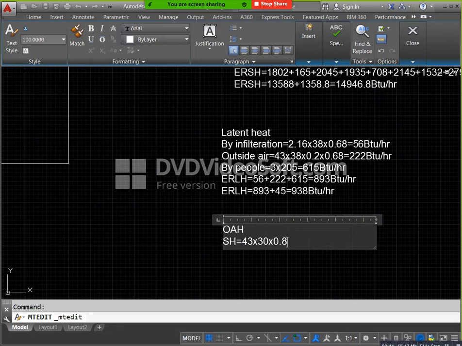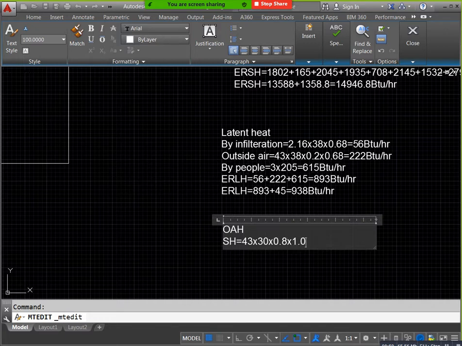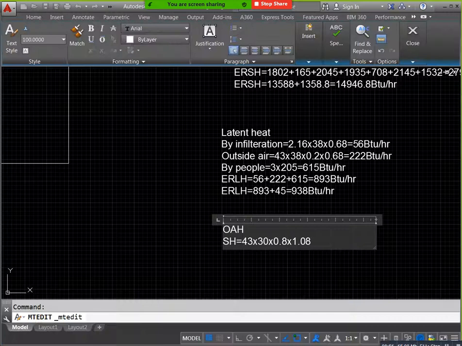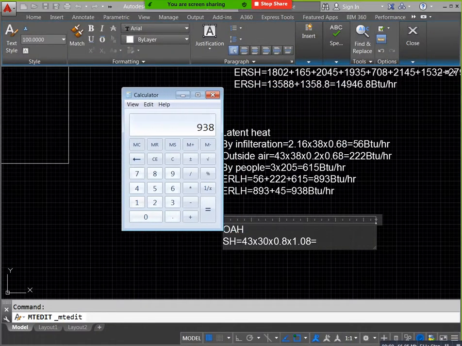Next I need to calculate this all. You can mention 43 into 30 into 1.08, which gives 1393 BTU per hour.